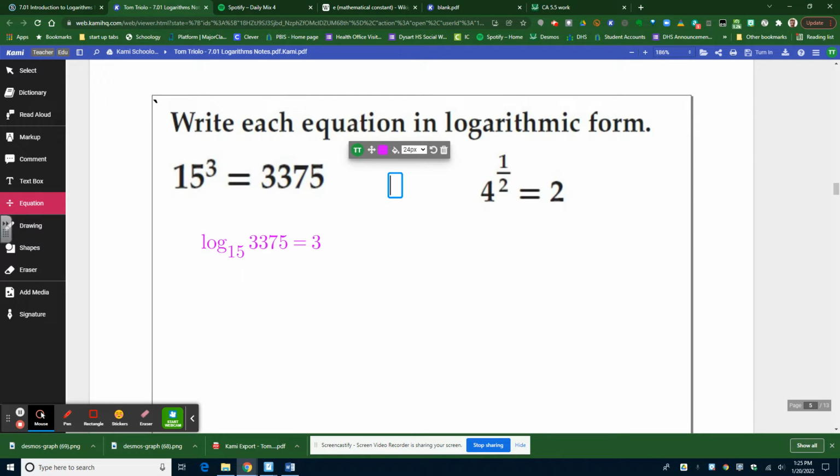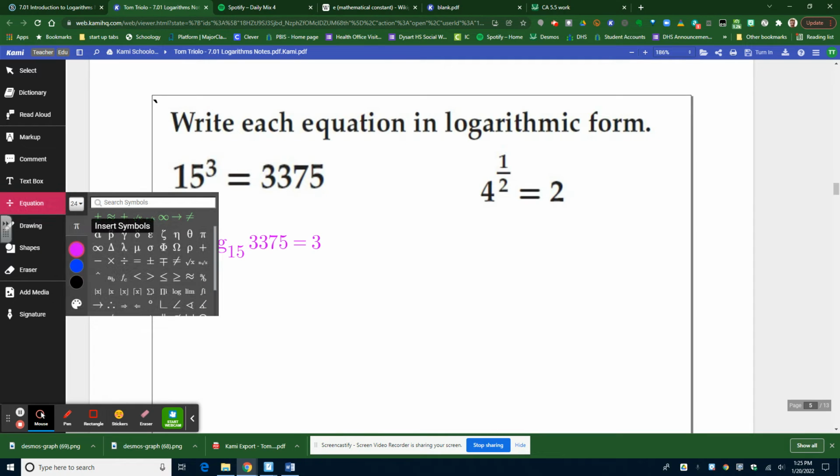How quickly we forget. Negative? No, negative nothing. It means the square root. So this is really saying the square root of 4 is 2. So now let's write it in logarithmic form.